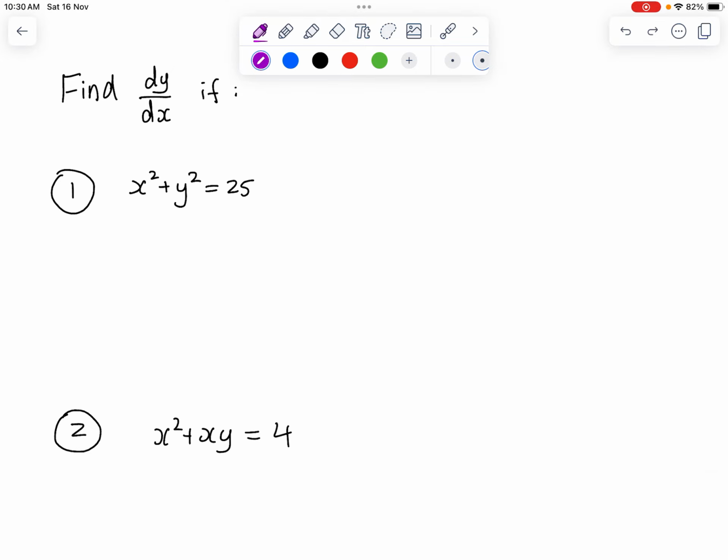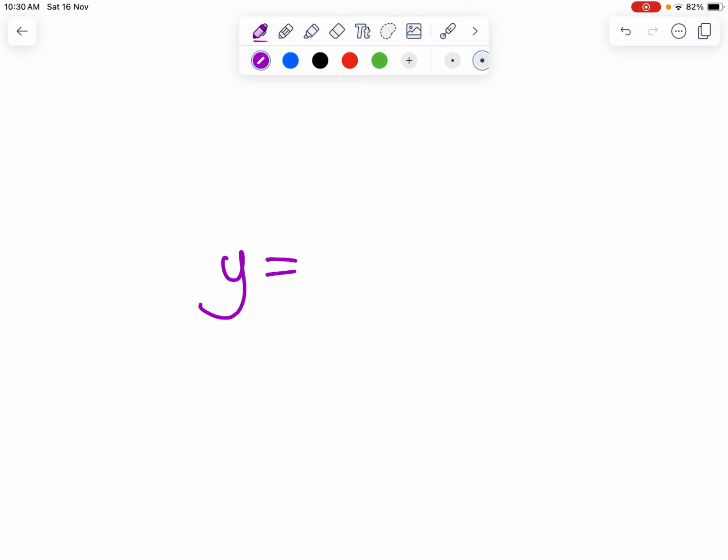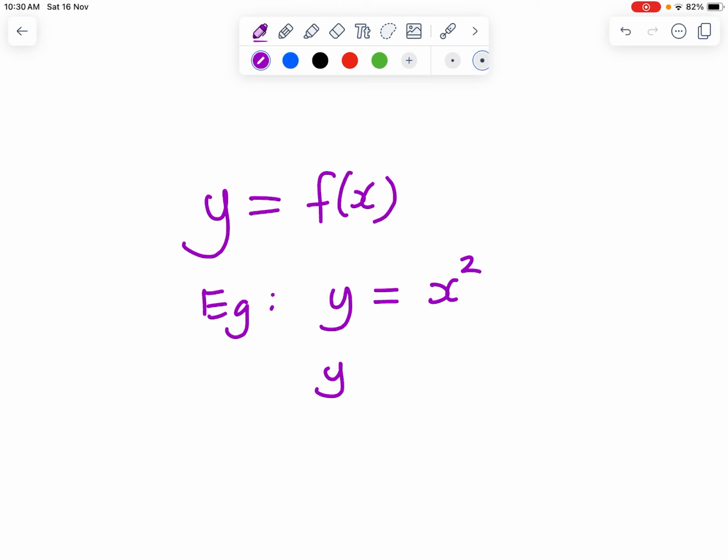In today's video, we are going to talk about implicit differentiation. Previously I did a video on introduction to differentiation, and that's where we learned how to find basic derivatives of a function. Basically, we have a function y equals f of x, for example, y equals x squared. The derivative of that would be 2x, right?